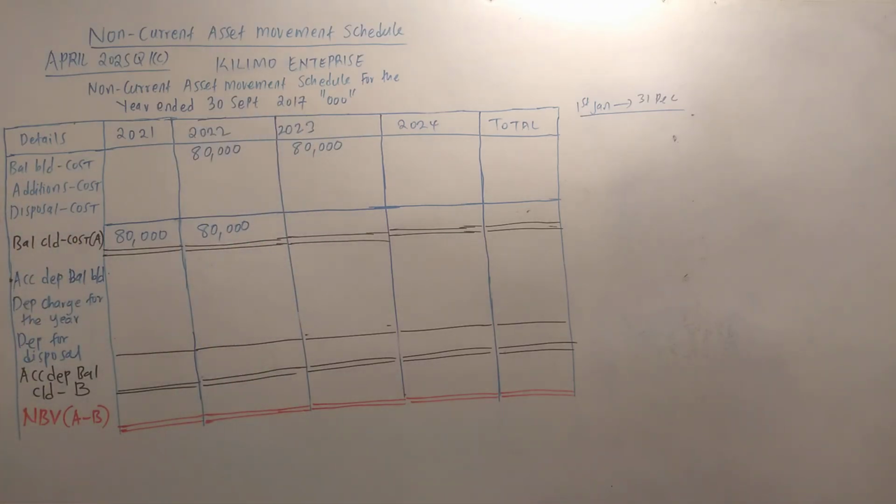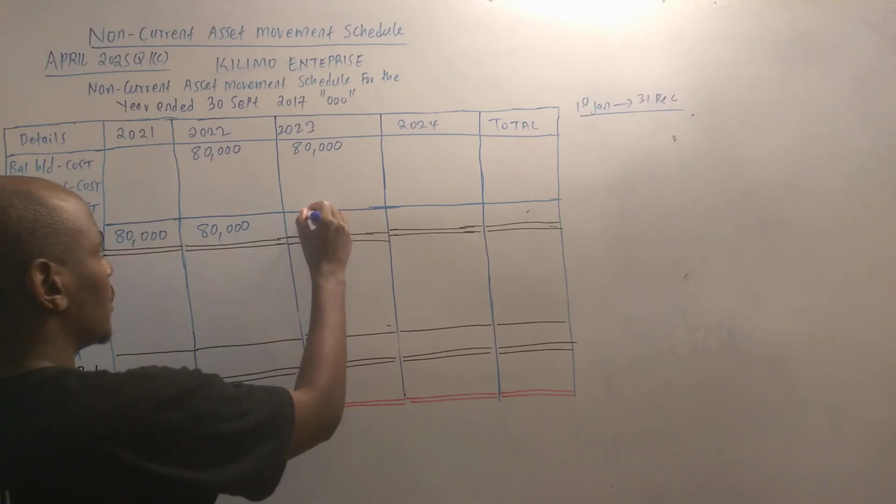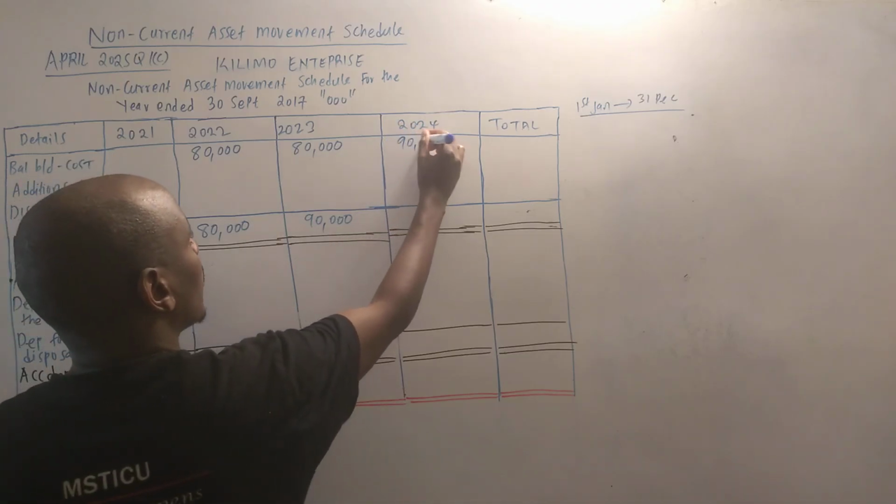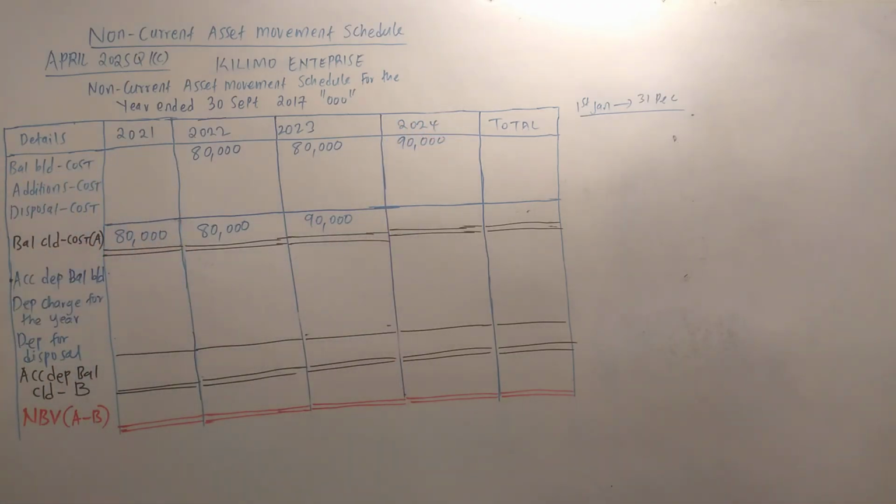The balance at the end is 90,000, meaning the balance at the beginning will be 90,000. Let's go to 2024. Now, in 2024, we do not have any information, and therefore that's what we shall compute on our own. Now, having said that, we can go to the next item.